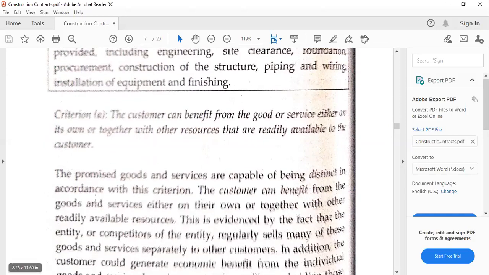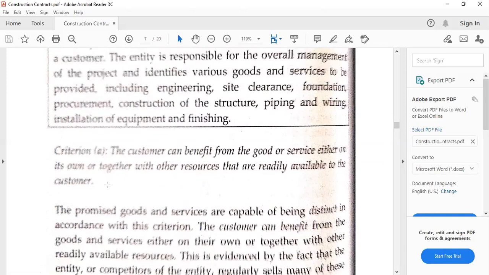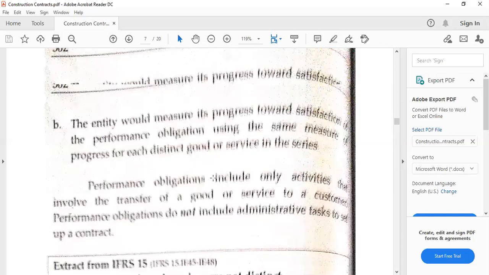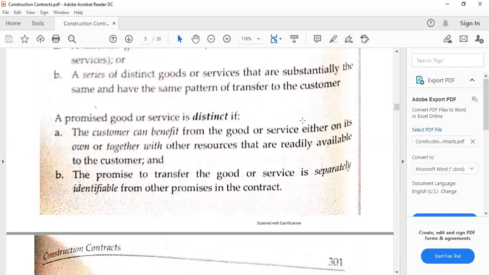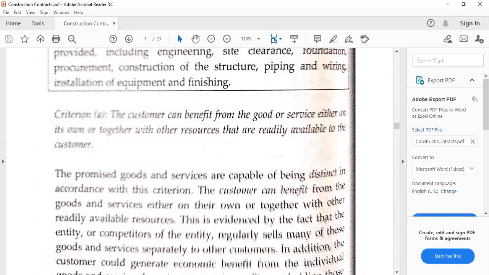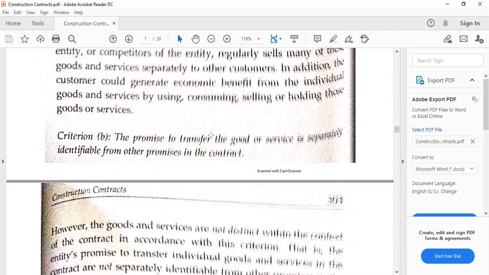Criterion A, the customer can benefit from the good or service either on its own or together with other resources that are readily available to the customer. So in this case, the requirement for the good to be distinct has been complied with. So the promised goods and services are capable of being distinct.